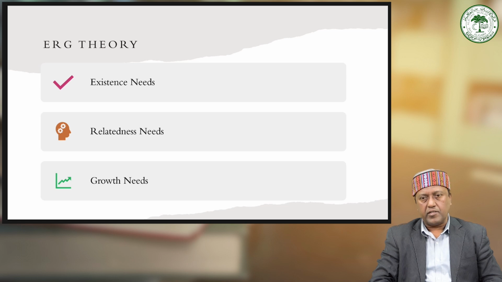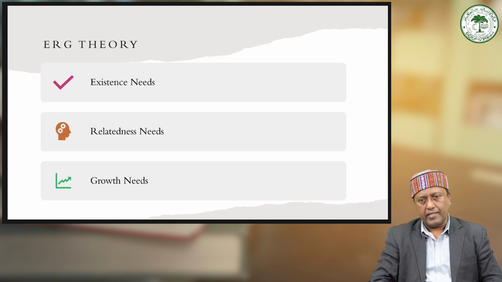Number one is existence needs. These needs are fundamental for basic survival and well being. They include physiological needs such as food, water, air, and shelter, as well as safety and security needs. In the workplace, organizations address existence needs by providing fair wages and a safe working environment, job security, and other essential benefits.